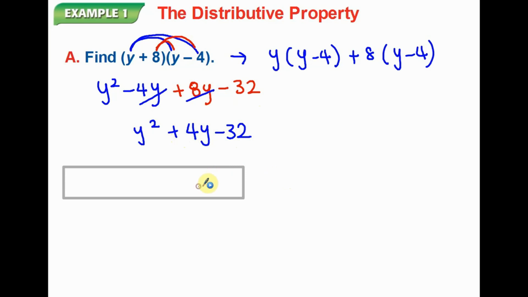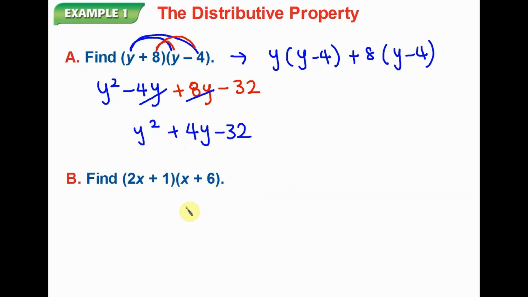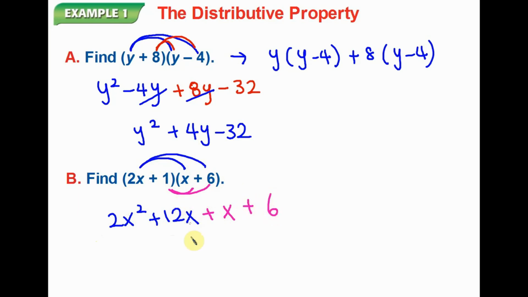Let's do one more example. Again, you are going to multiply a binomial with another binomial. In this case, you're just going to distribute twice, where the first one is 2x times x. I get 2x squared. 2x times 6, 12x. The second distribution will look like 1 times x, I'll get positive x. 1 times 6, I'll get 6. Now you're going to combine the like terms. So 2x squared, and now you will get 13x plus 6 will be my answer.